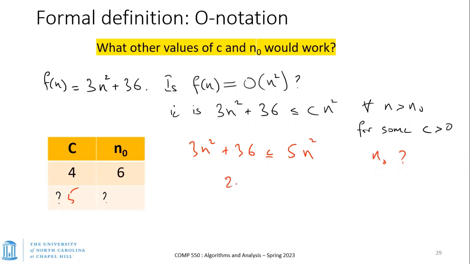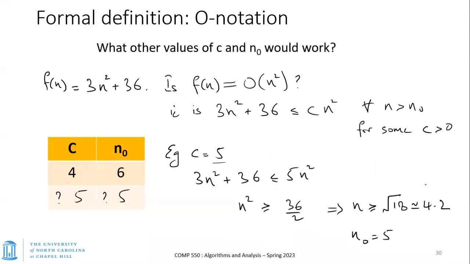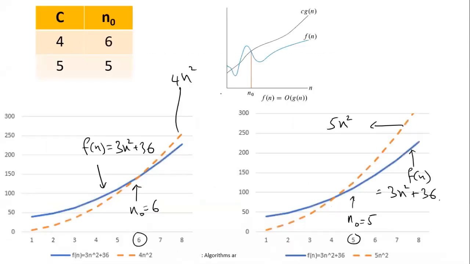So we could have 2n squared is less than or equal to 36 divided by 2. So n is less than or equal to square root of 18, right? Not so bad. I think square root of 18 comes out to be about 4.2, which I worked out. So here's an example of how it would show up if you use 5n squared. You can see that if you change the coefficient c from 4 to 5, the slope changes, and the value of n naught becomes smaller.